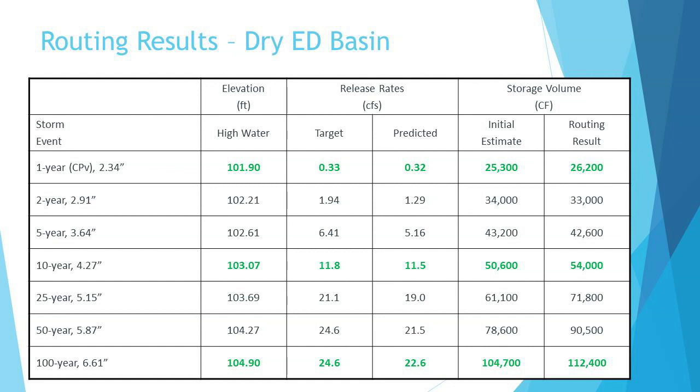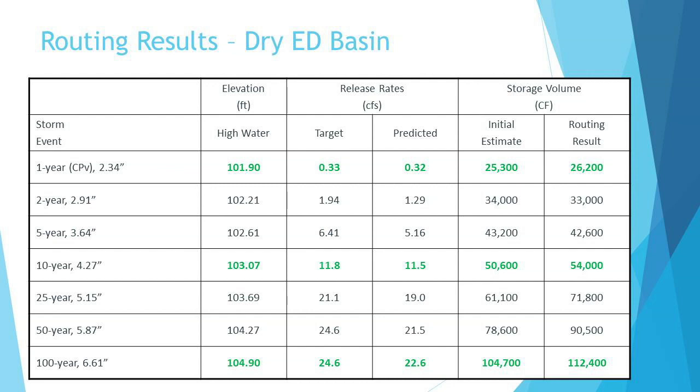If we look again at the 10-year storm, that's another benchmark. I said I don't want that getting more than about 3 feet deep. The modeling says 3.07. My target release rate is 11.8, and predicted is 11.5. My initial estimate of storage was this, and you can see it's about 10% higher. So that's why I say add 10%. So again, I've got a basin that works. Now my 100-year, you'll notice since I'm restricting this a little bit more because of the agriculture, it's going to bump up a little bit more. But again, I was shooting for 5 feet of depth, I got 4.9. My target release rate was this. This is my predicted release rate, and my routing result is 112,000.